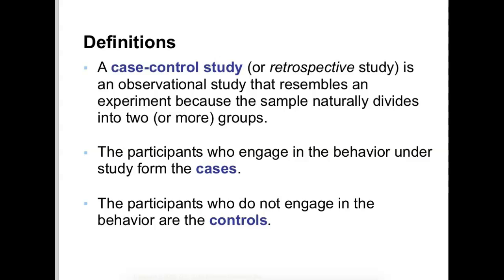So a case control study, this is kind of what I was talking about. This is a specific type of observational study that is almost an experiment. And it's because the sample naturally divides itself into two or more groups. So it's almost like you're doing an experiment, except you're not administering the treatment. The subjects are administering the treatment to themselves. So the observational study on smoking would be case control because some people smoke and other people don't smoke. So the people that smoke are just administering their own treatment.